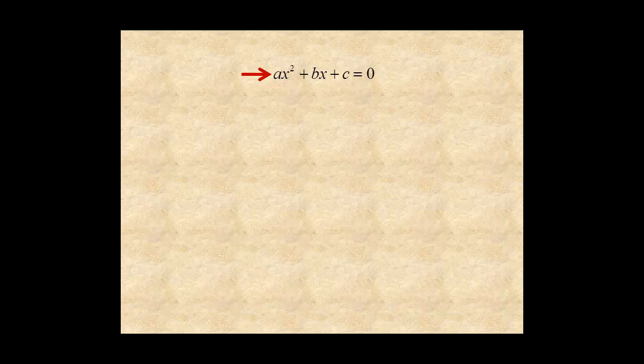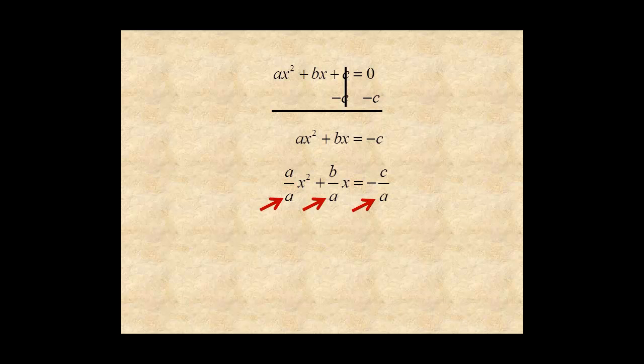Begin by moving the constant term out of the way by subtracting c from both sides. Next, the method for completing the square only works if the leading coefficient is 1. So divide both sides of the equation by a. Now you're ready to complete the square.